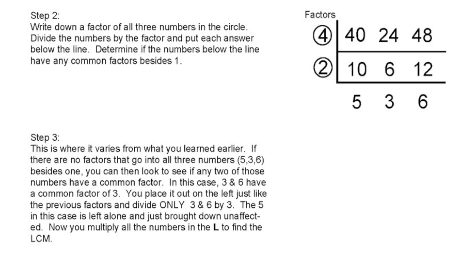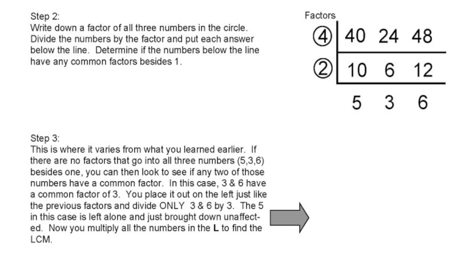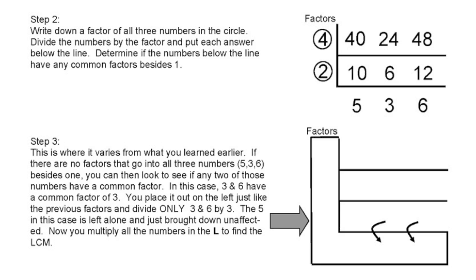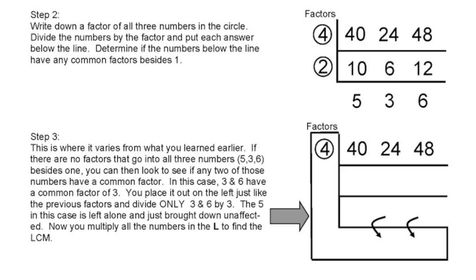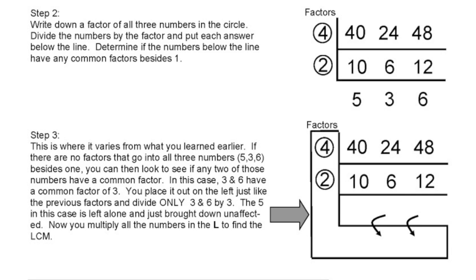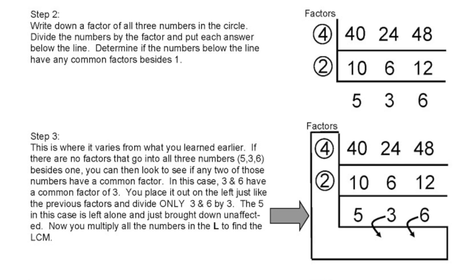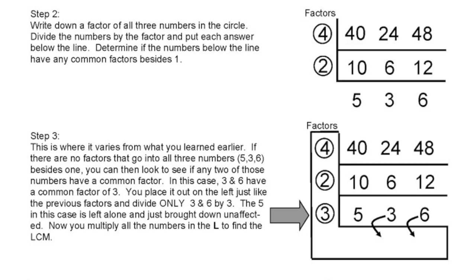So I'm going to go through each step how we've done it before and show how this step is different. The first one, for 40, 24, and 48, I had a factor of 4. So that left me with 10, 6, and 12. 2 is a common factor of that, so that left me with 5, 3, and 6. 3 goes into both 3 and 6. So I'm going to go ahead and put a 3 for my factor there.